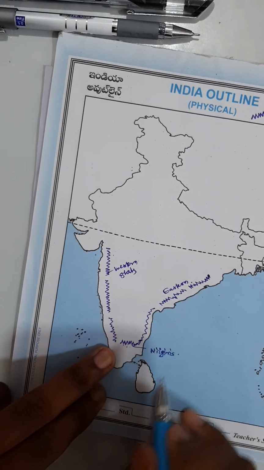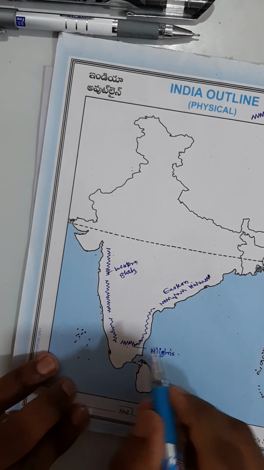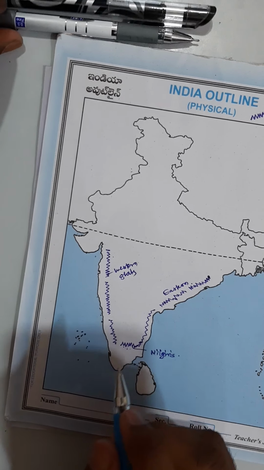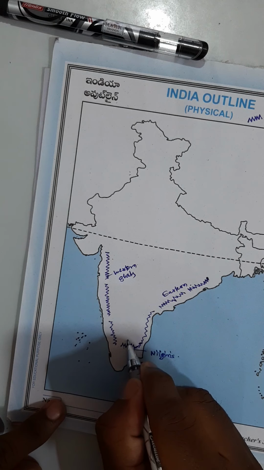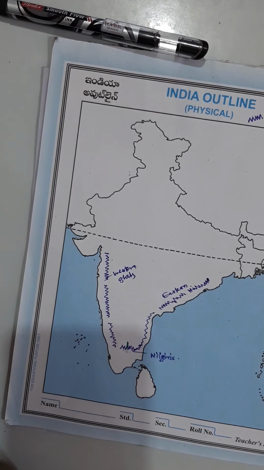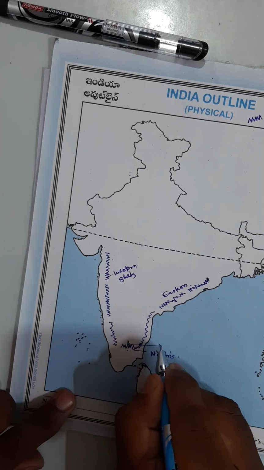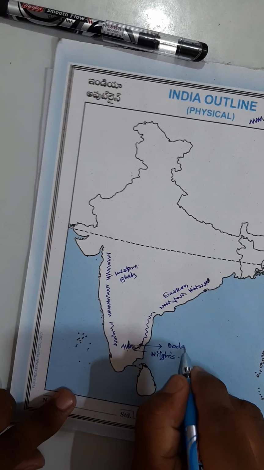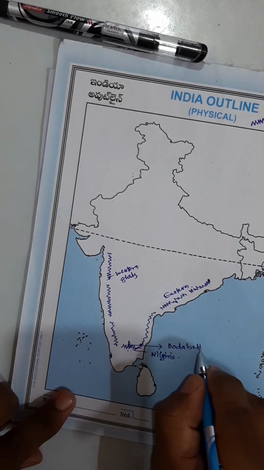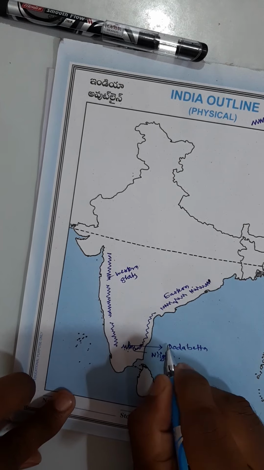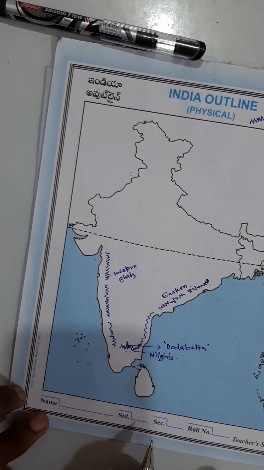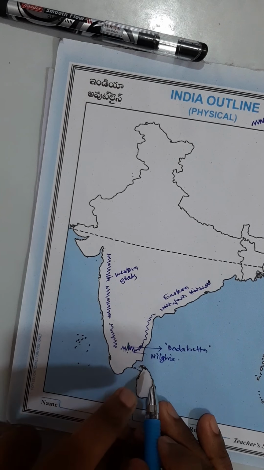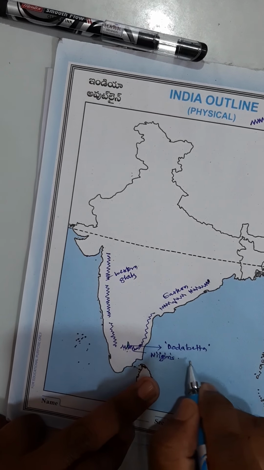One more question you're going to get from Nilgiris is the important peak. What is the highest peak in Nilgiris? I'm using a different color here. The highest peak in Nilgiris is called Doda Betta. If I teach you in the class, you come to know, but these are new things you try to learn. The highest peak in Nilgiris is Doda Betta.